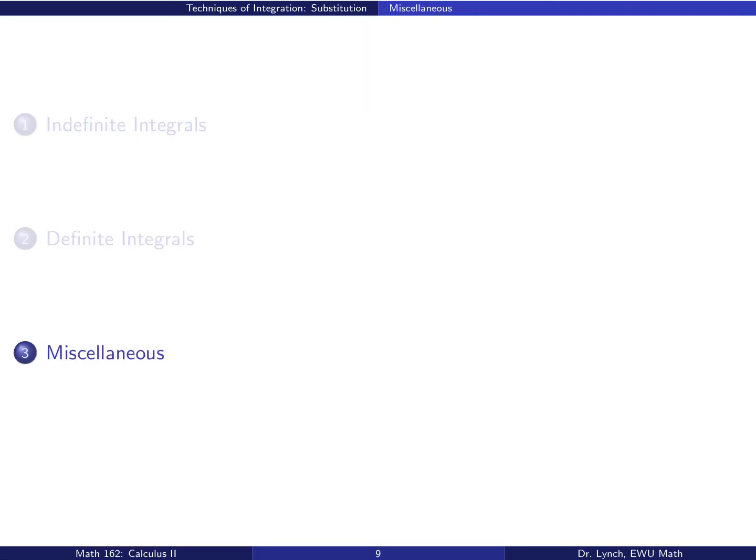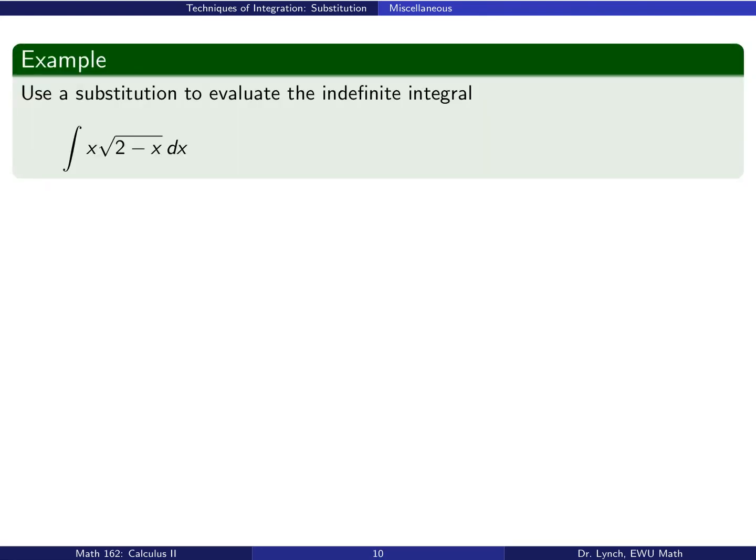Okay, a couple other miscellaneous facts here. Using substitution to evaluate an integral involving a composition is most common, but sometimes a substitution method isn't quite as obvious. So we can illustrate that fact using substitution to evaluate this indefinite integral, x times the square root of 2 minus x dx.